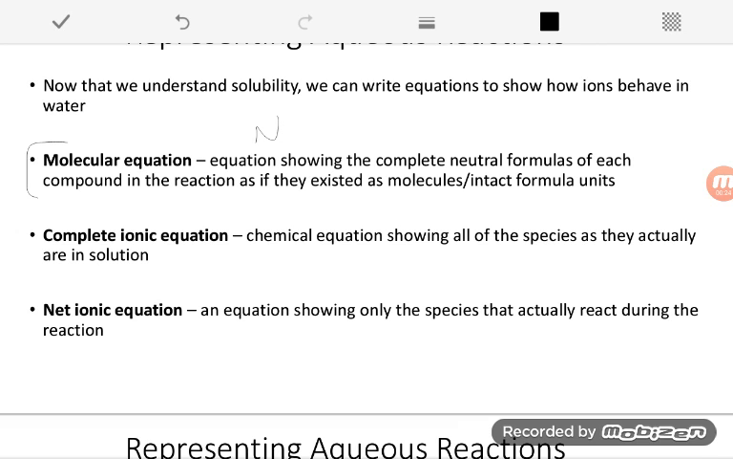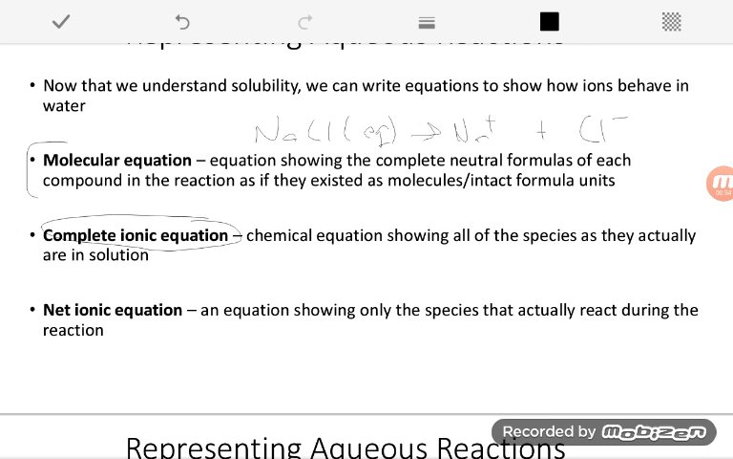So for instance, we might write sodium chloride aqueous. But now we know that an aqueous sodium chloride compound is not going to stick together in sodium chloride units. It's going to break apart into sodium and chloride ions. So we can rewrite molecular equations as ionic equations that more accurately depict the fact that aqueous ionic compounds and acids will ionize in solution.